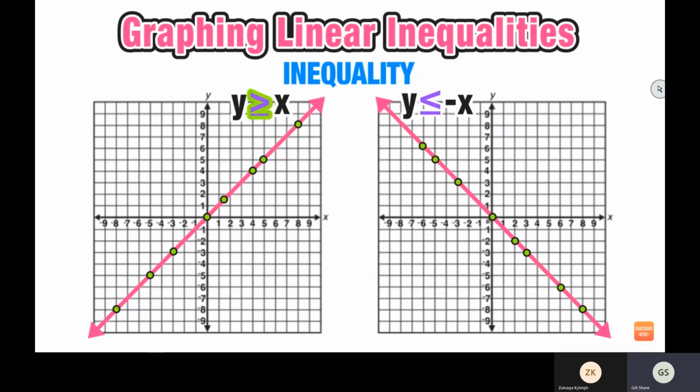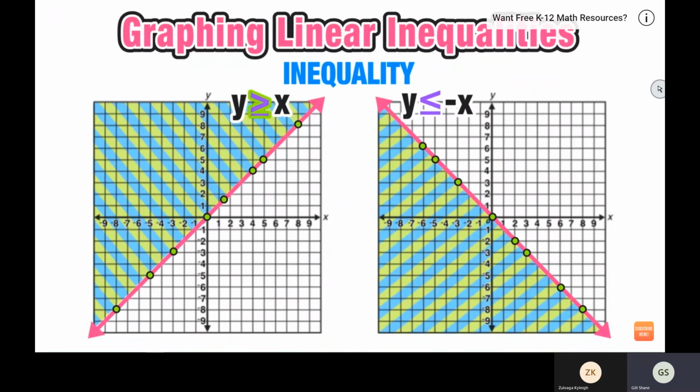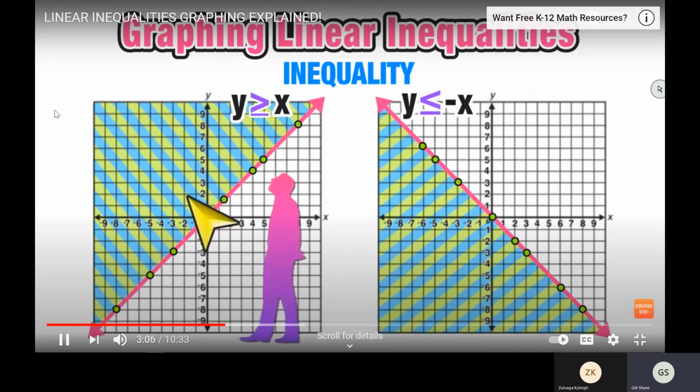If we had y is greater than or equal to x, we would have to shade all the area above the line. And if we had y less than or equal to x, we would have to shade below. So again, when we're dealing with inequalities, we're dealing with shading, and the shading is dependent on the inequality sign. When we have a greater than or equal sign, we are going to shade above the line.